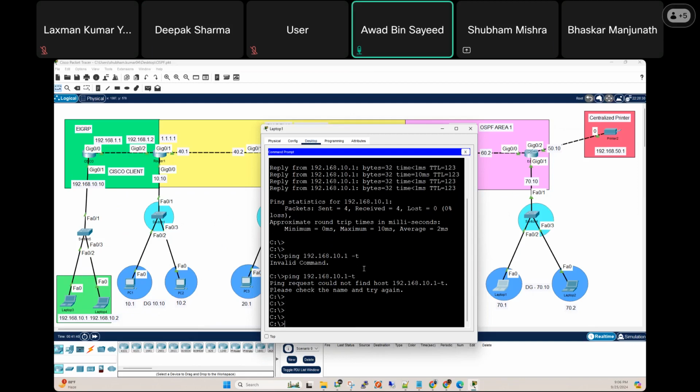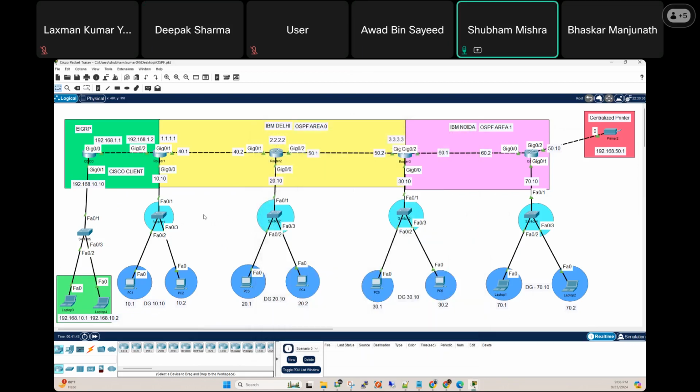So guys, basically this is the way how we can configure OSPF and how we can configure the redistribution of routes.